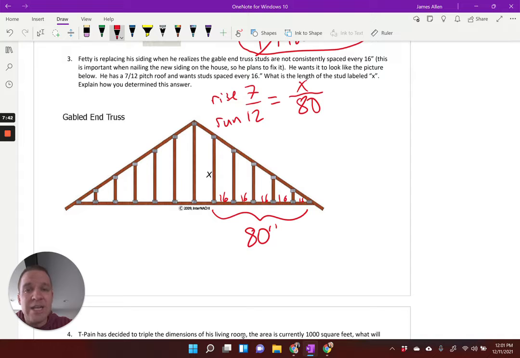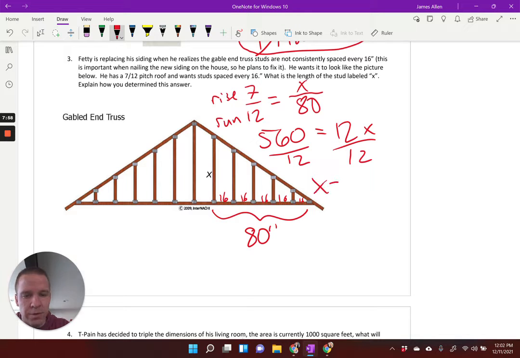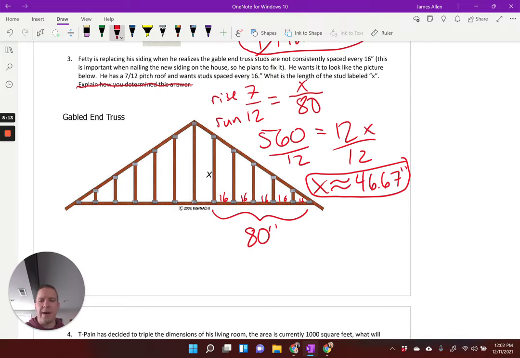So I've got 80 times 7 is going to be 560 equals 12x. So I'll take 560 divided by 12, right? 7 times 8 is 56. Pop the 0 on there. And when I divide by 12 here, I'm going to get x equals, and we'll round here. It looks like we got 46.6 repeating, so 46.7 inches. Okay, we'll forego the explanation. We kind of explained it along the way, right? Use our slope. We got one missing dimension. Proportions. I love me some proportions.